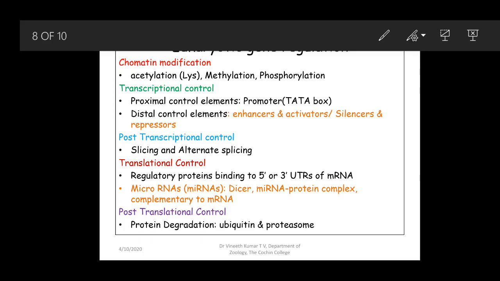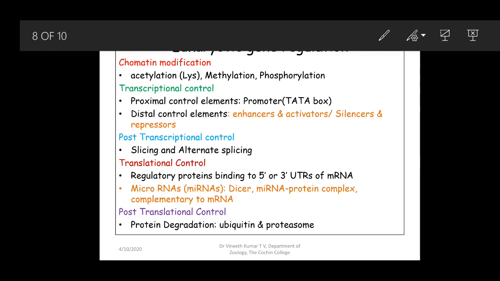They are called exons and introns. Introns are intervening sequences. These introns should be removed. When introns are removed and exons are joined, you get a complete mRNA. This removal of introns from exons is called splicing. It is by the process called splicing that the introns are removed and the exons are joined.